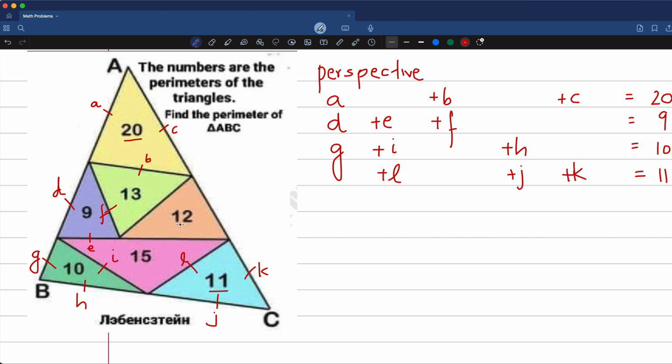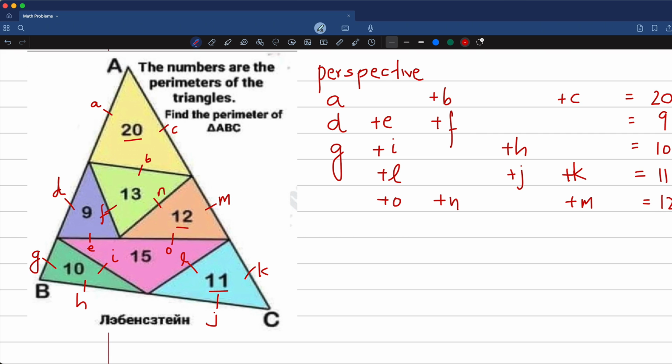Now let's come to the orange triangle. I'm going to call this M, N, and O. Okay, so the M is going to come here. The N is going to be here. And the O is going to be here. All these three things together is going to be 12.